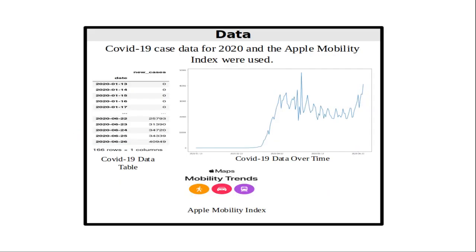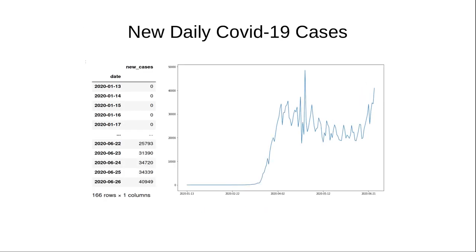The second section deals with the data used in the project. This data comes from the Our World in Data COVID page and the Apple Mobility Index. Here, the new daily COVID cases for January 13th through January 26th are shown in both tabular and graphical format.